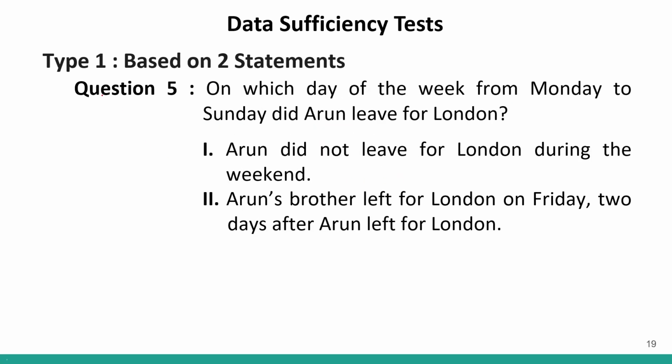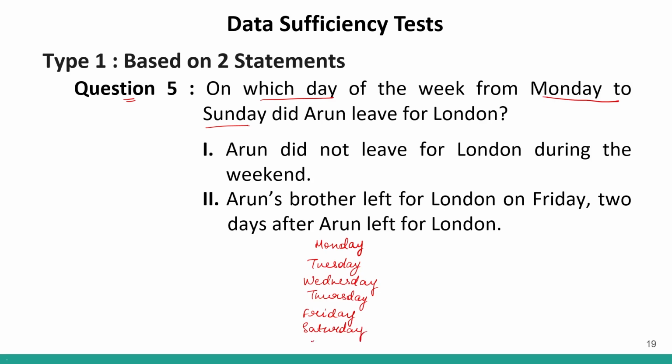Now, coming to question number 5. In question number 5, we have to find out on which day of the week from Monday to Sunday did Arun leave for London. So how many days from Monday to Sunday? Monday, Tuesday, Wednesday, Thursday, then we have Friday, Saturday and Sunday. Correct? These are the days of the week.